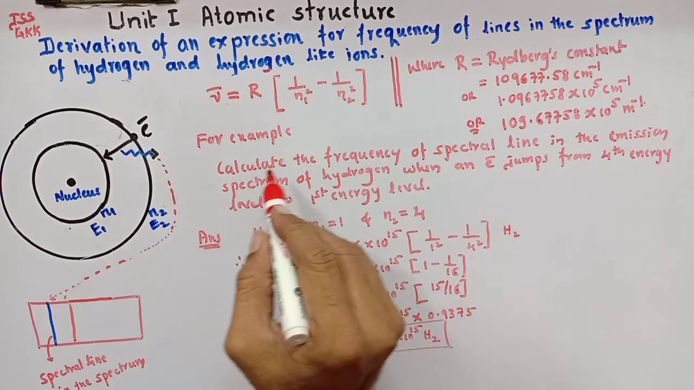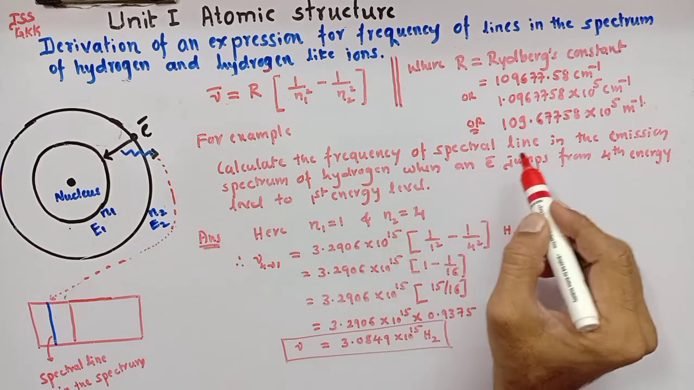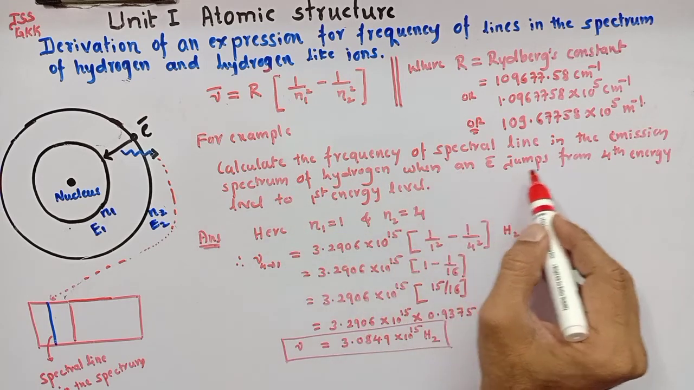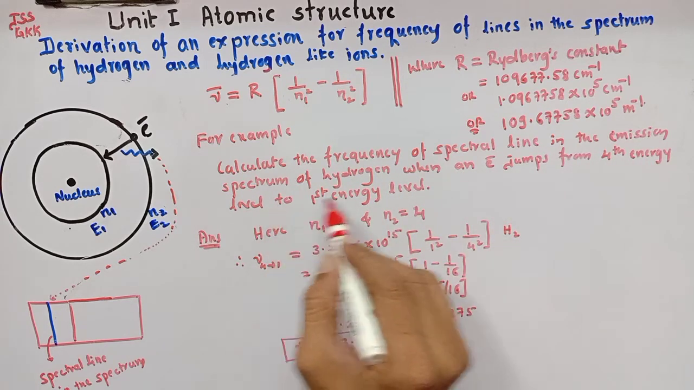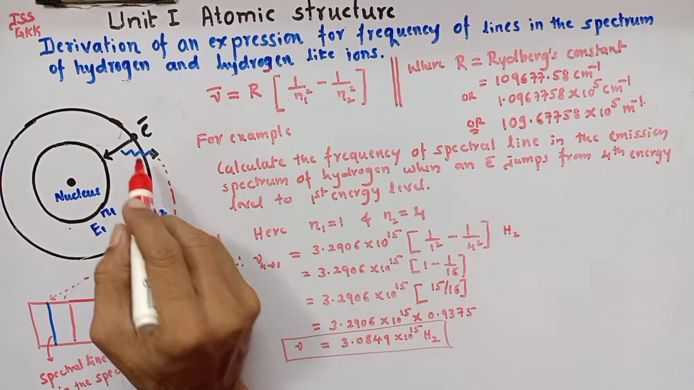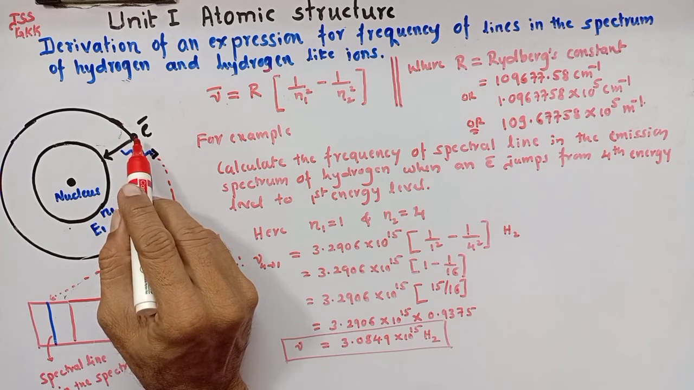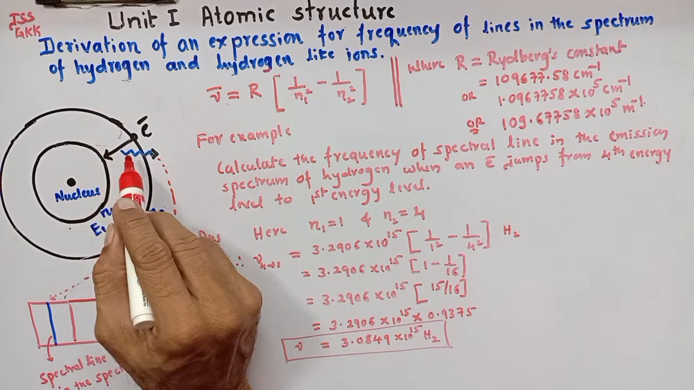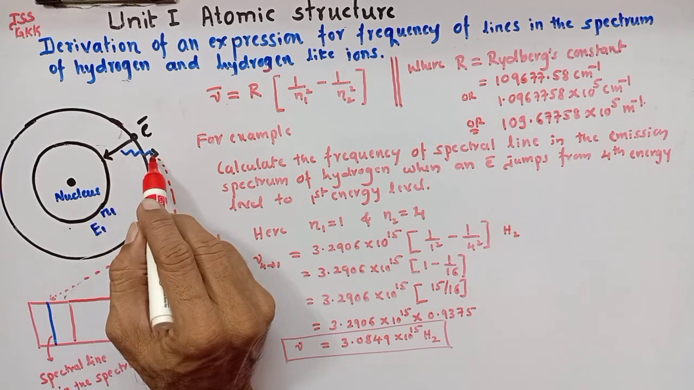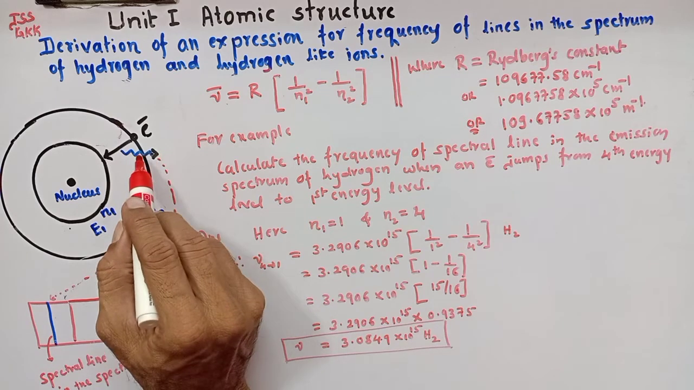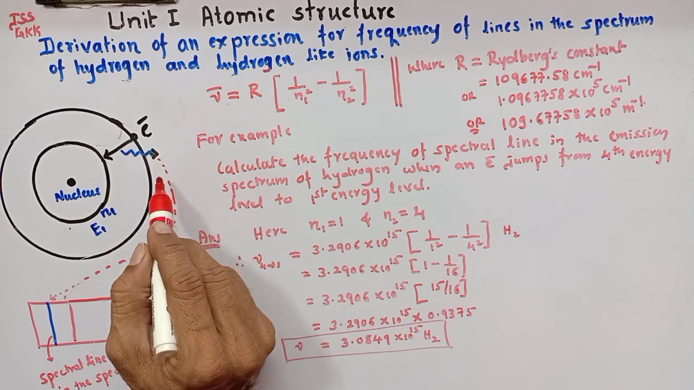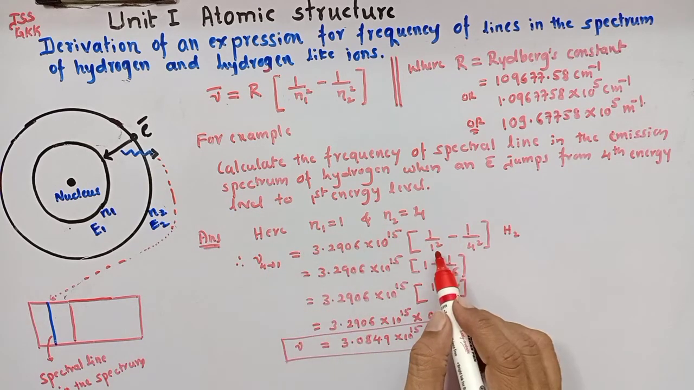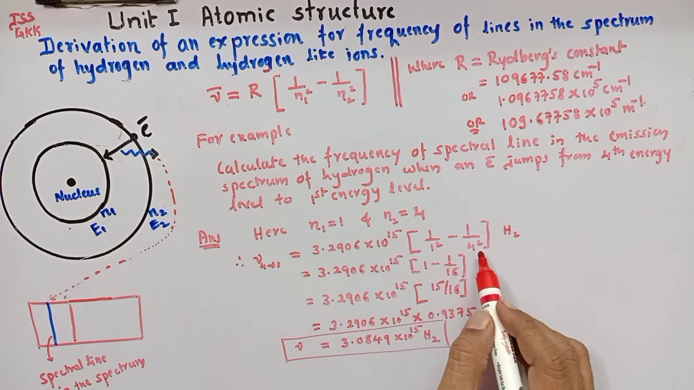Let us take one example. Calculate the frequency of spectral line in the emission spectrum of hydrogen when an electron jumps from fourth energy level to first energy level. So that means the electron which is present in the fourth energy level, when it jumps to first energy level, in that case energy is released in the form of radiation. Now we have to find out the frequency of that emitted radiation. So for that, here n1 value will be 1 and n2 value will be 4.